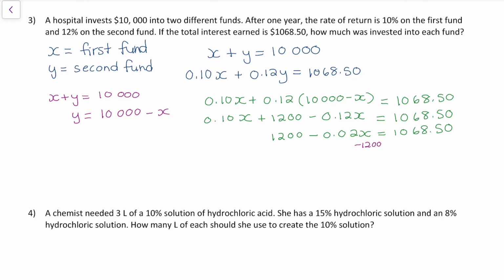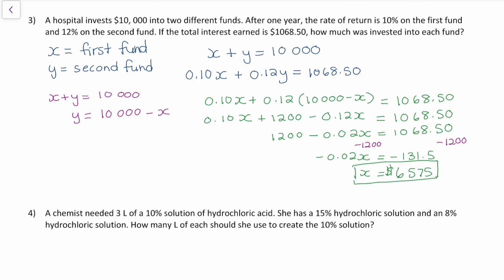I'm trying to get my x by itself here. I get negative 0.02x equals negative 131.5. And then I'm dividing both sides by negative 0.02. And I get $6,575 for my x.